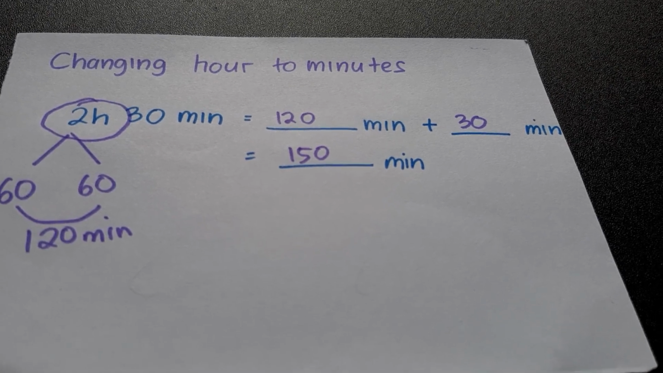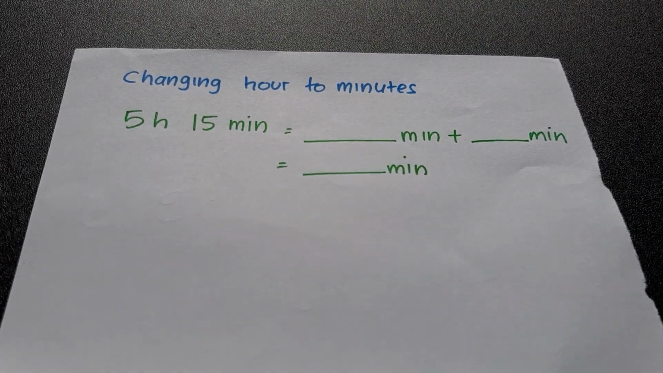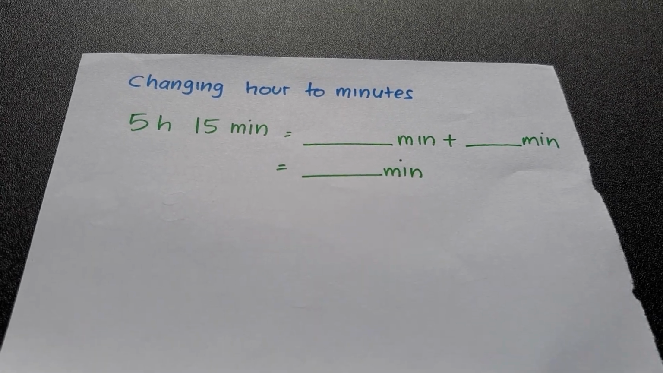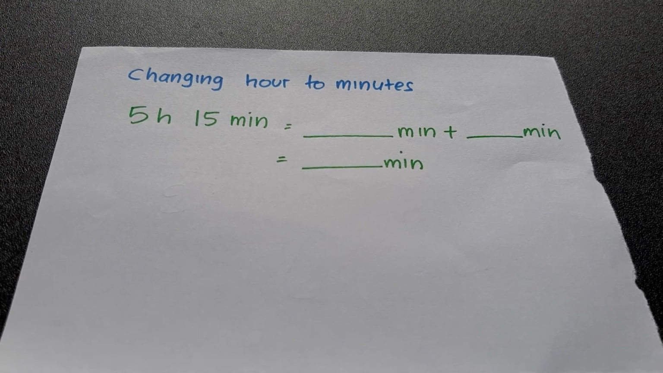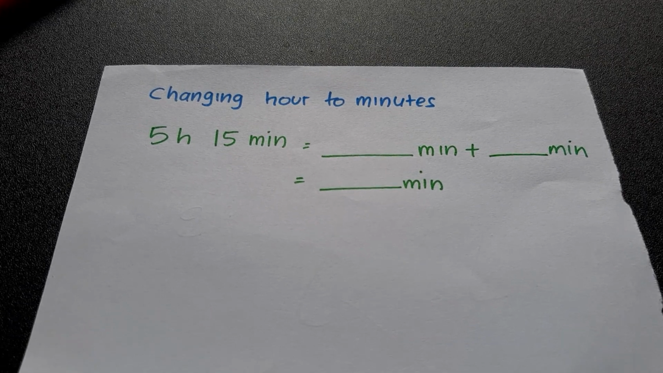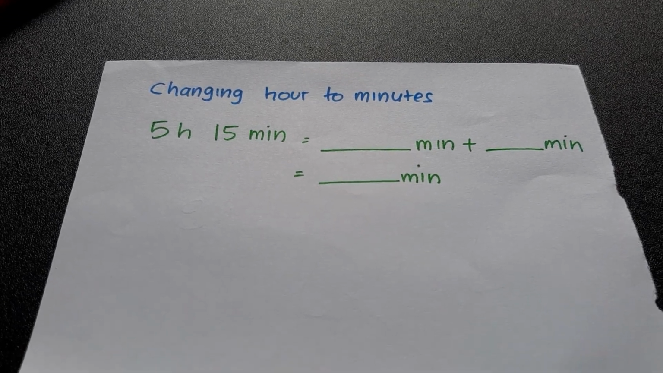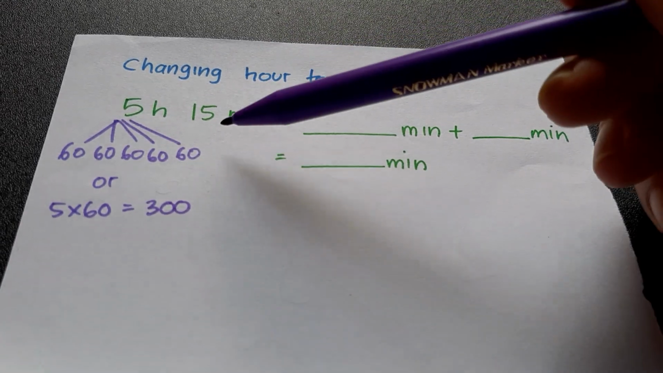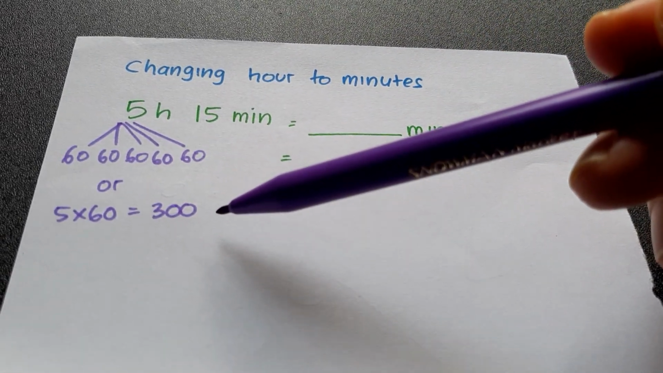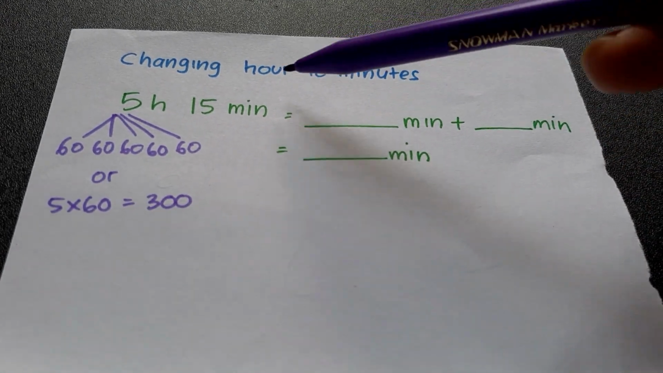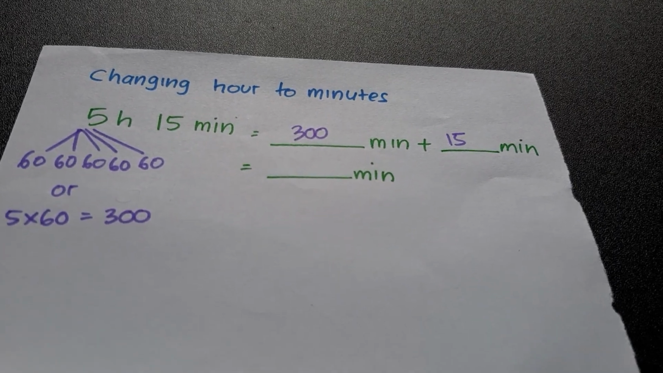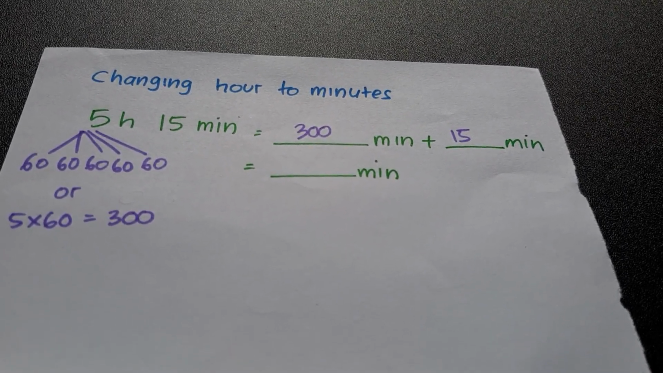Now let's try another question. Okay, this time it's a bigger hour. It's 5 hours. So remember how to do it. If you don't know 5 times 60 is how many, you just count 60 plus 60 plus 60 until 5 times. Like this. It takes too long. You can just multiply it. 5 times 60 is 300. You write down 300 over here, and the 15 minutes over here. There. So 300 plus 15 is 315.